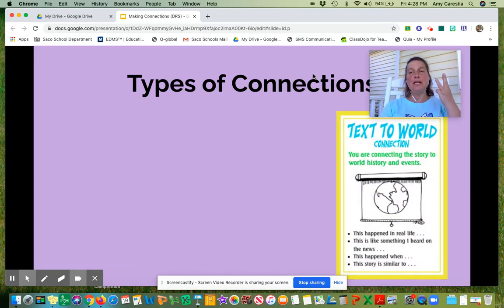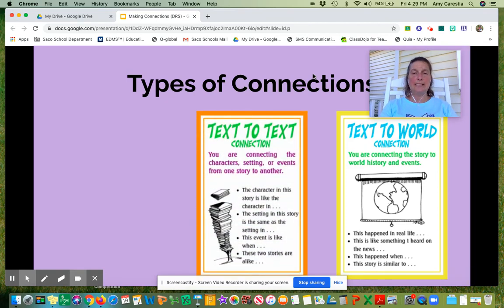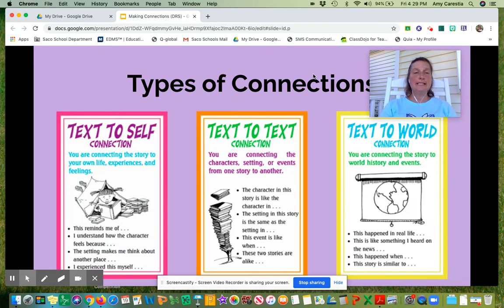Okay, there are three major types of connections that you can make with text. One is text to world connection. This is when you are connecting the story to history or other events that are going around worldwide. The second type of connection that you can make with text is called text to text. This is when you connect characters or the setting or event from one story to another story. And the third one is text to self connections, where you connect the story to your own personal life.